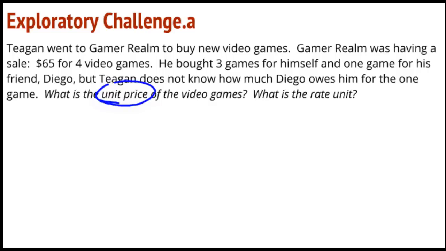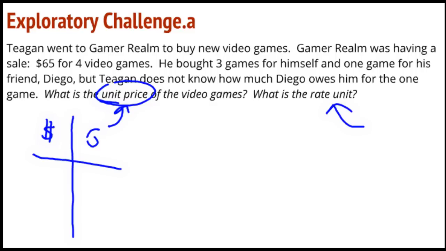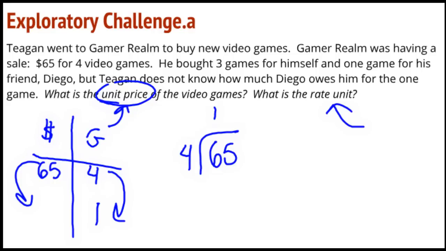And that unit price is, of course, going to be our unit rate. And the rate unit is the label, the words that go with it. So I've got a few different strategies I could use on this. I could certainly set this up as a table of equivalent ratios. So I've got the cost, the dollars, and the number of games. So I start out with 65 and 4, and I could scale this down. I could divide by 4 and get 1, and then I have to take 65 and divide it by 4.